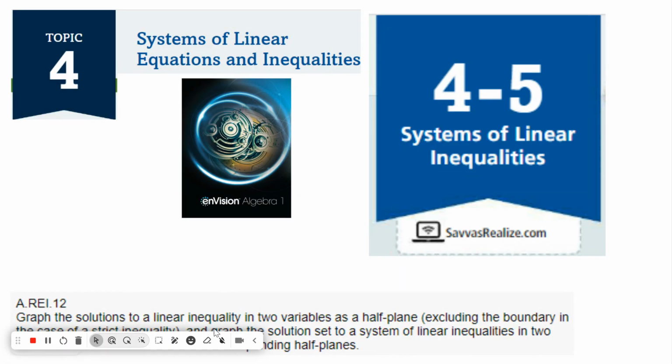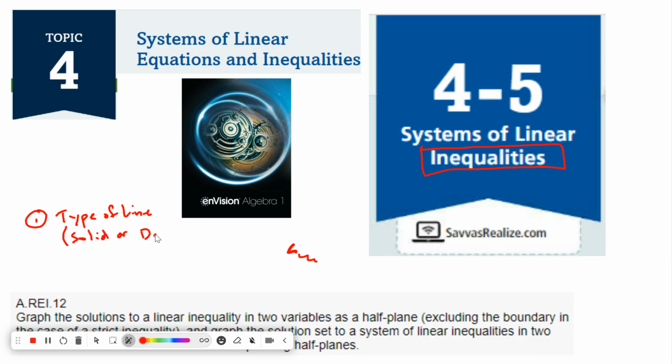Let's remember that when we talk about inequalities, we have two differences between graphing inequalities and graphing equations. Let's write down those two differences right here. Number one, type of line. Remember, your line can be solid or it could be dashed. Keep that in mind depending on the inequality symbol. That's the first difference.